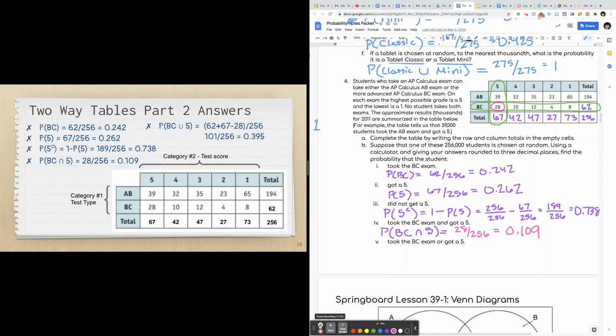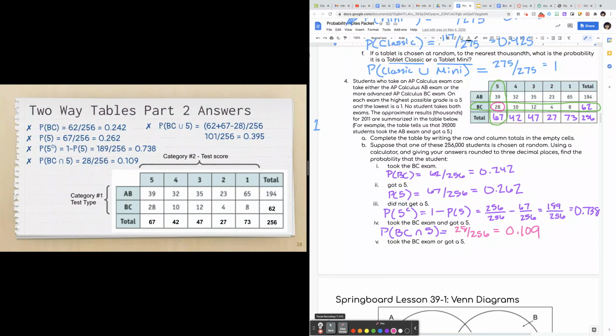Okay, so the first 3 were hopefully pretty simple, right? The first one is, what's the probability that I pull a student at random who took the BC calculus exam? There's 62 kids that took the BC exam and 256 kids total. So you just divide those in your calculator and you get 0.242, okay? For the second one, I wanted to find the probability that you pull someone that gets a 5 on the test. No matter which test they took, what's the probability that they got a 5? There were 67 kids total that got a 5 on their respective exams. So 67 divided by 256 is 0.262.